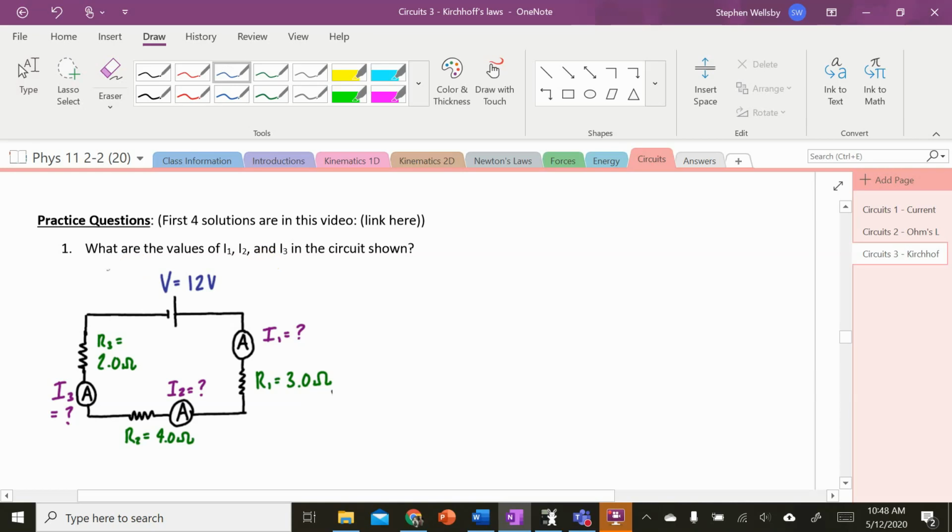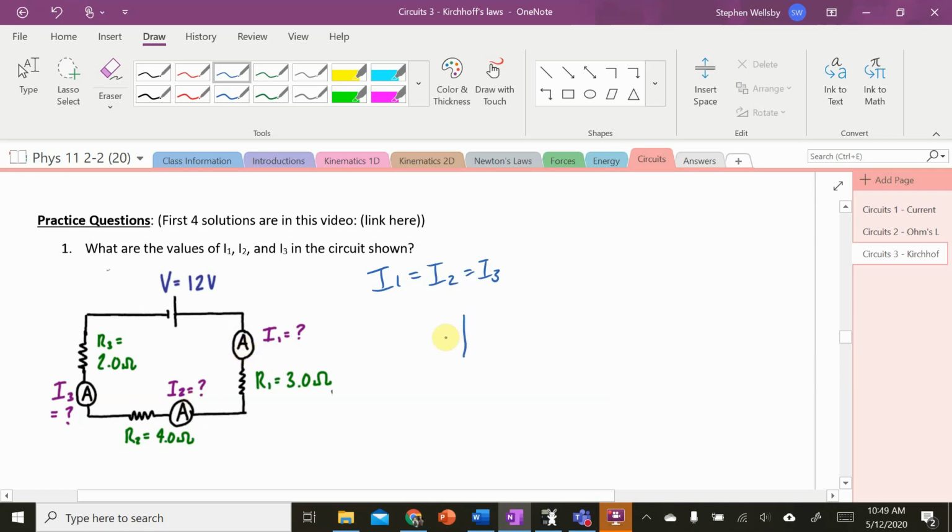What are the values of I1, I2, and I3 in the circuit below? This is one of those where I would encourage you to redraw it as one single circuit. In this case, I know that I1, I2, and I3 are going to be the same everywhere. That tells me that I1 equals I2 equals I3. That's a great place to start. If I know the current through any one of these, I know the current through the whole circuit.